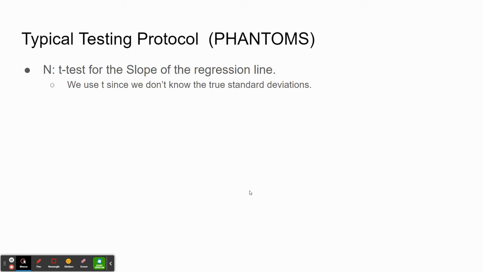And then we're going to name the test. This test is a t-test for the slope of the regression line. So there's no one sample, two sample, nothing like that. It's a t-test for the slope of the regression line.